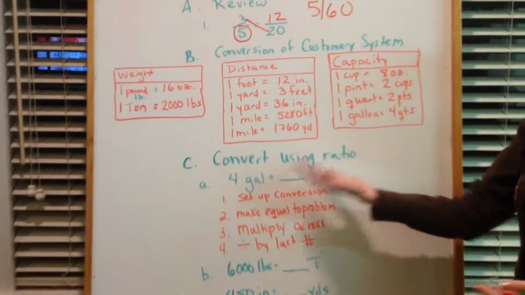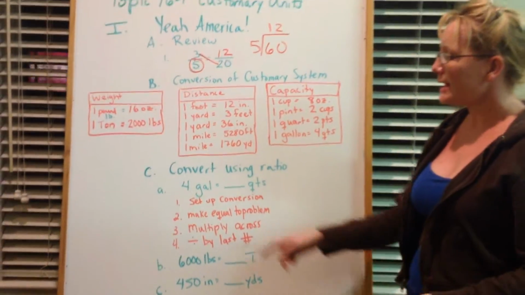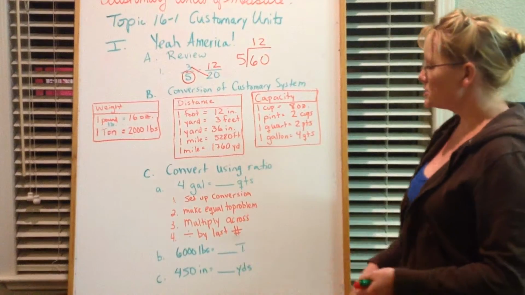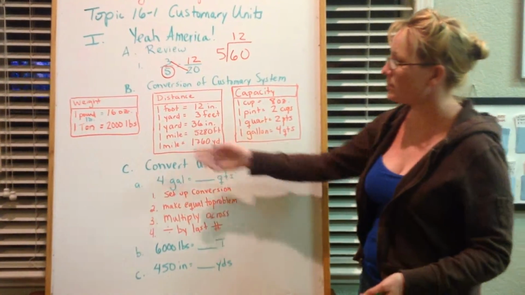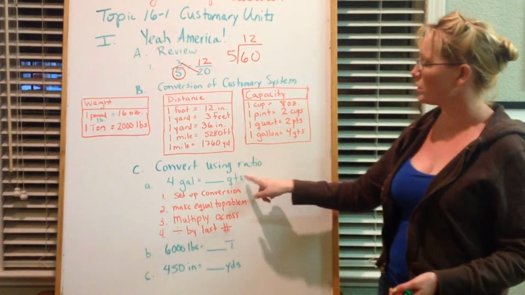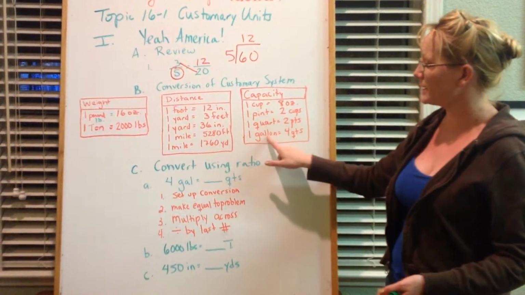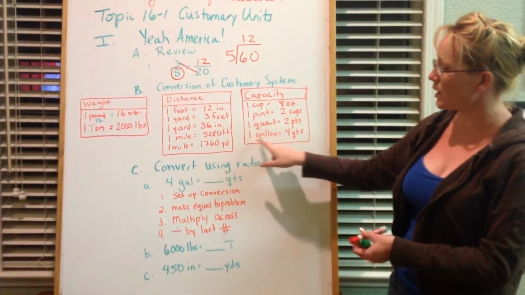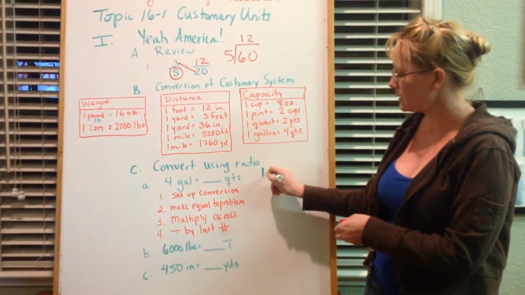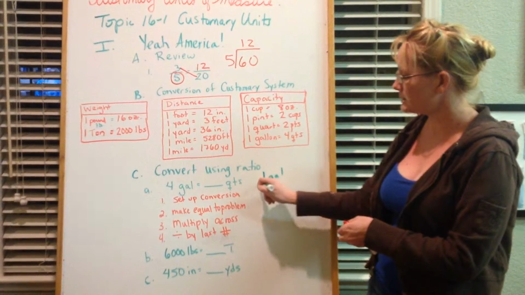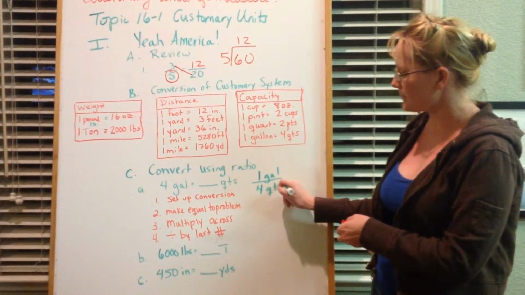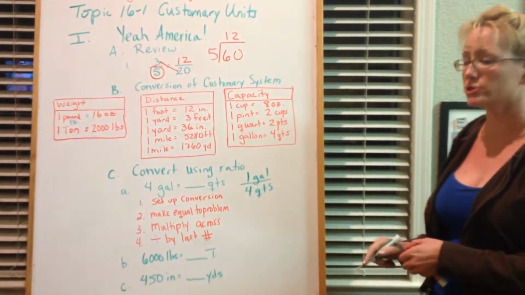So now we want to change things around. If I have 4 gallons, I want to know how many quarts that is. So your first step is you're going to set up the conversion. You're going to look on your chart and you're going to look for where it says gallons and quarts. Well, here's gallons and quarts. And it says 1 gallon is equal to 4 quarts. So I'm going to set up that conversion. 1 gallon is over 4 quarts. We're going to set it up just like that. We took it off of our conversion chart.